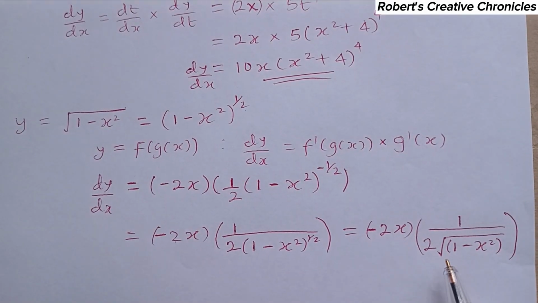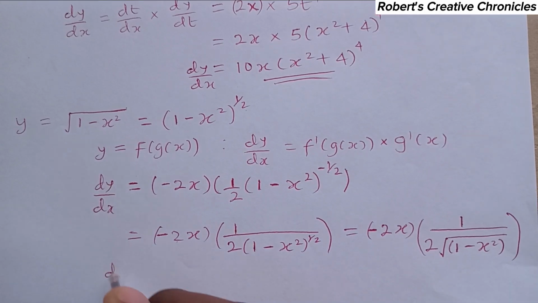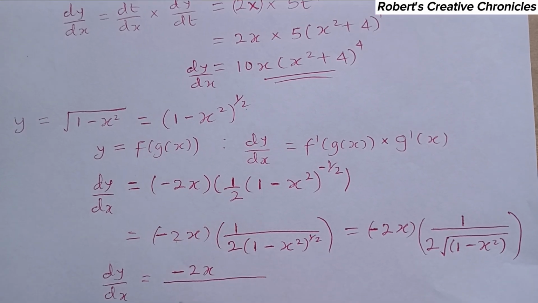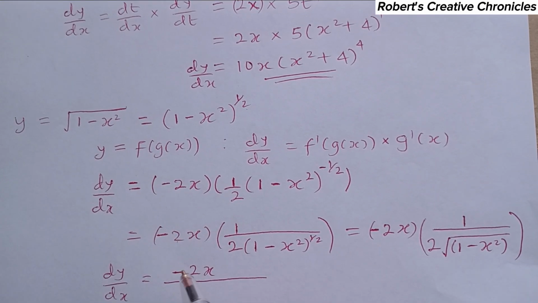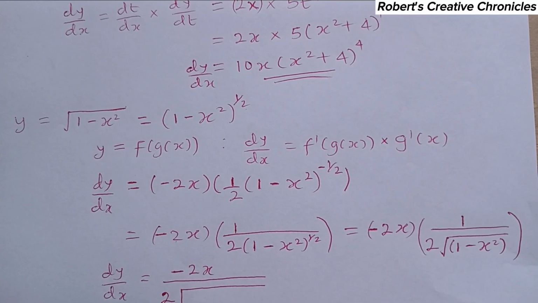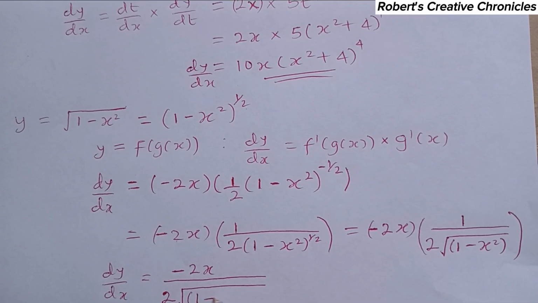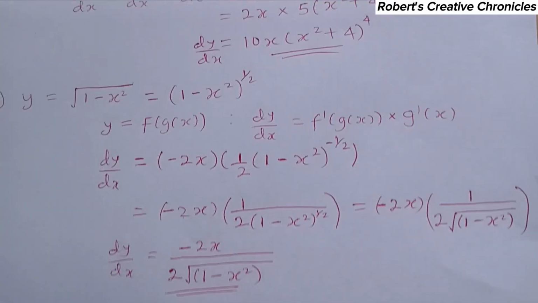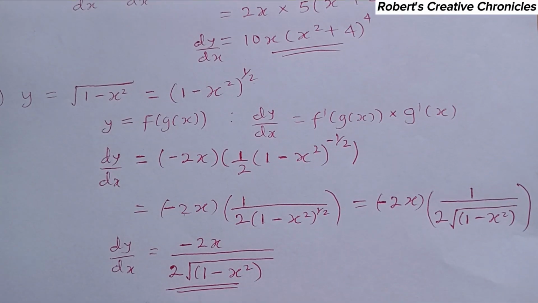So you can see that the derivative of this is negative 2x over 2 root of 1 minus x squared. So this is the final answer. This is the derivative of this.